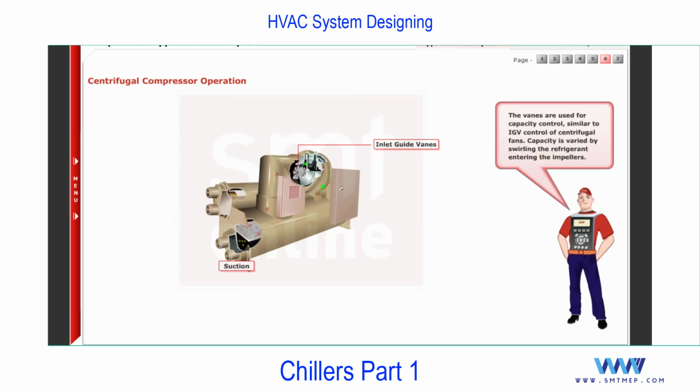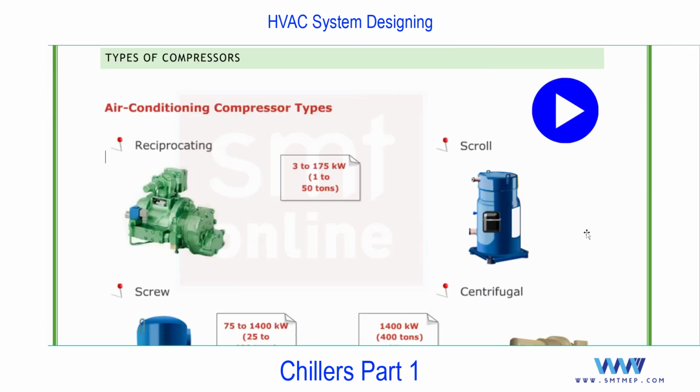The vanes are used for capacity control, similar to inlet guide vane control of centrifugal fans. Capacity is varied by swirling the refrigerant entering the impellers. The inlet guide vanes produce this swirl. Setting the vanes to swirl the flow in the direction of impeller rotation produces a near compressor performance curve without a change in speed. So I think you got the idea, some idea related to the different compressors.